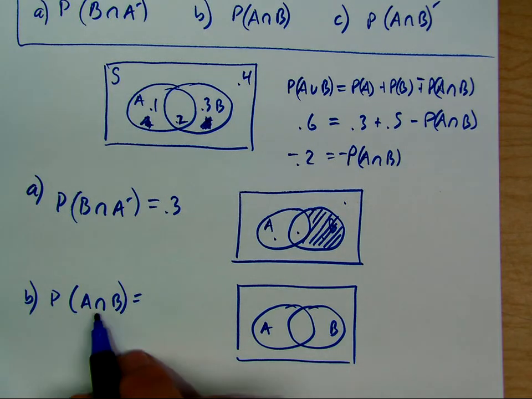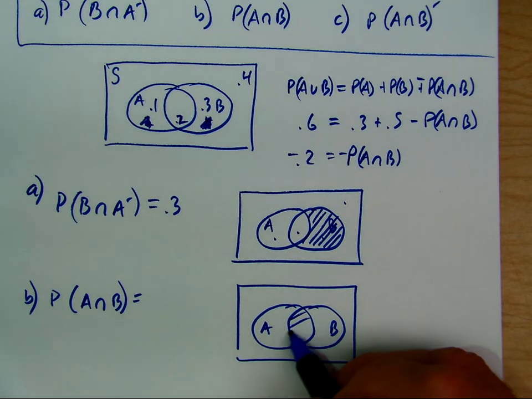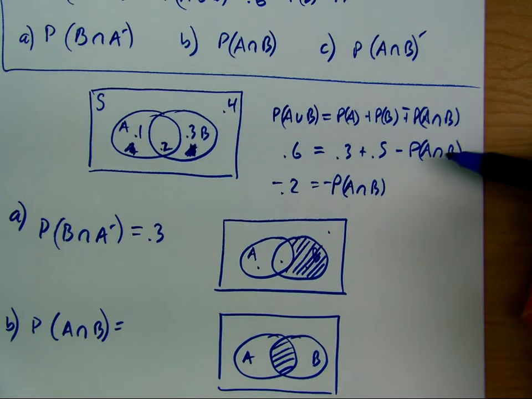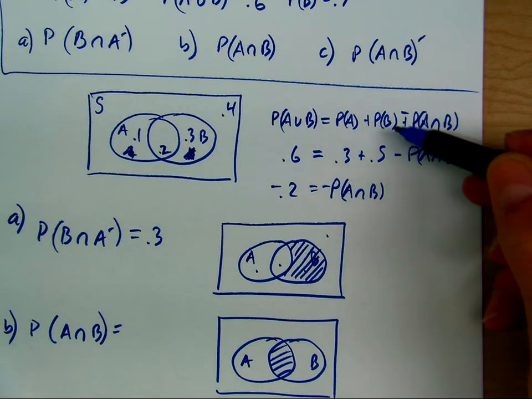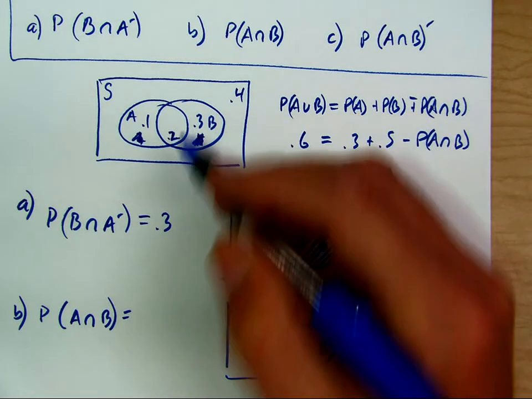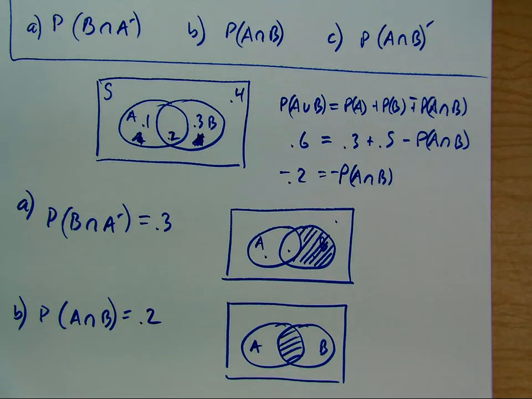We need the intersection, and that's right here. For this problem, we could have done all of this work. We've already done it, so we can just look at that and see that it's 0.2.